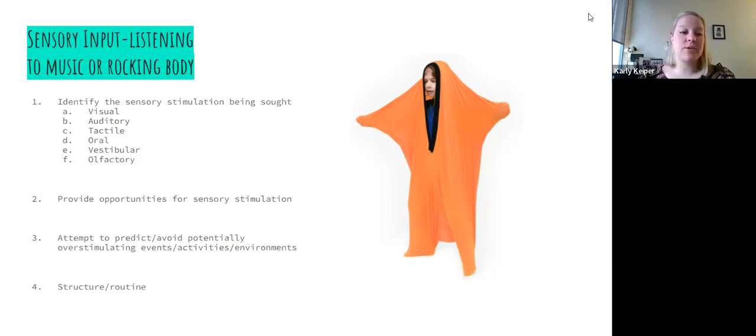And then again, back to that structure and routine. If our child knows that they can have time to meet their sensory needs, they can potentially build up a tolerance. So, okay, I know that at 3 o'clock I get to go to my favorite place and have my sensory needs met. So I can wait. I can sit on the reading rug. I'm thinking as a teacher, can you tell? I can sit on the reading rug and I can listen to the rest of the story because I know my sensory needs are going to be met in just a little bit.